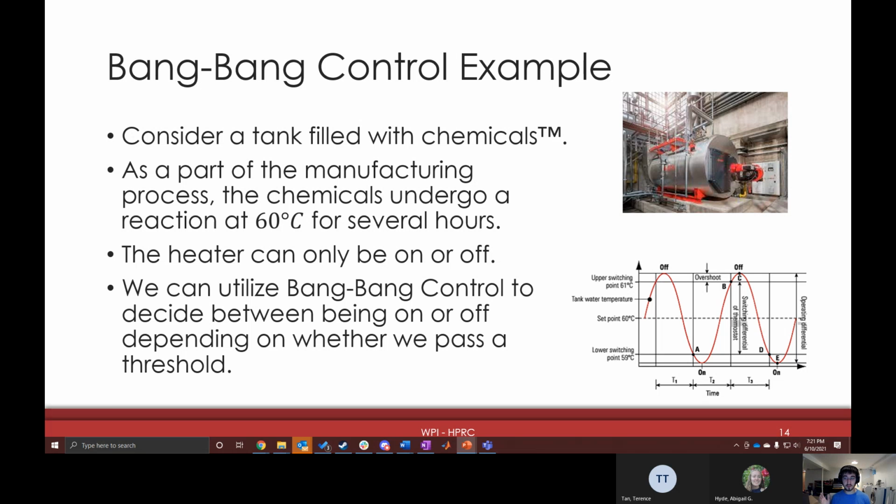So does this concept of doing bang bang control make sense? Yep. Okay.